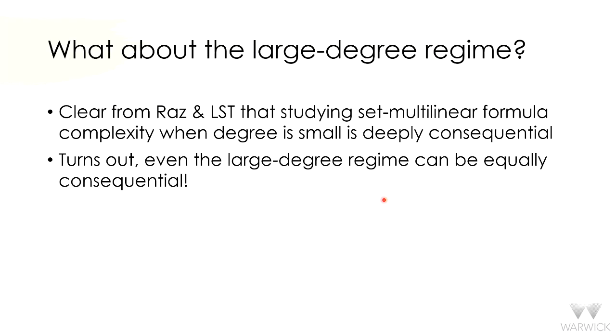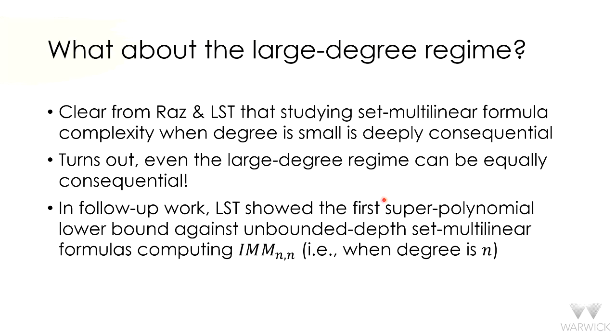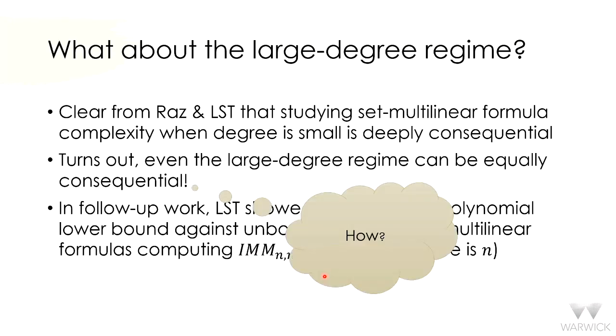But I want to try to convince you that even the large degree regime can be equally consequential, right? So to this end, in a follow-up work, LST showed the first super polynomial lower bounds against unbounded depth set multilinear formulas computing IMM n,n. So that is when the degree is large, when the degree is n. Okay, and I'll talk about this in a second. But okay, so here we go.